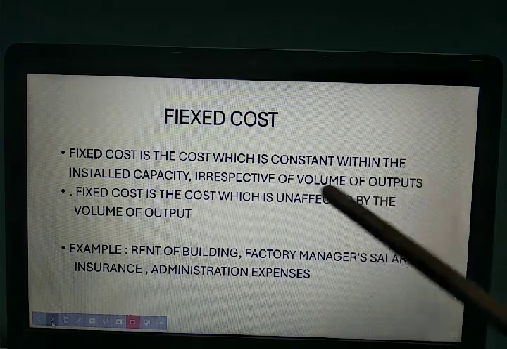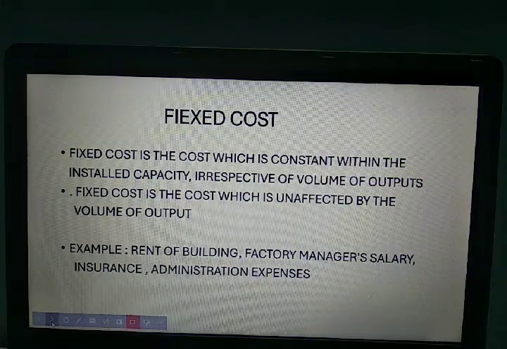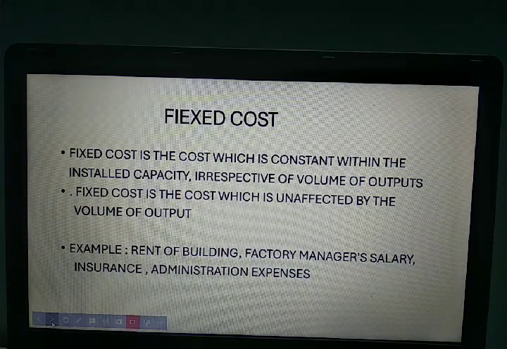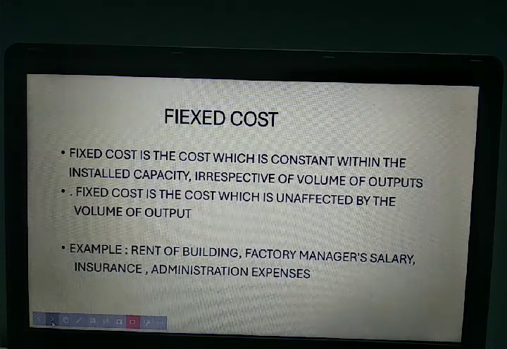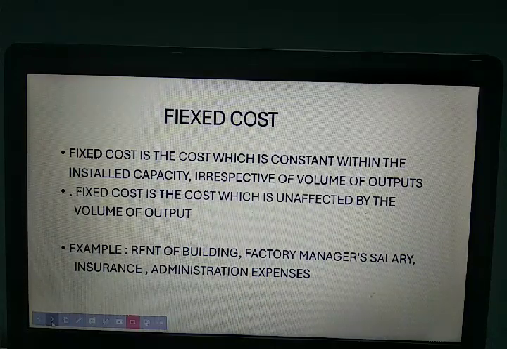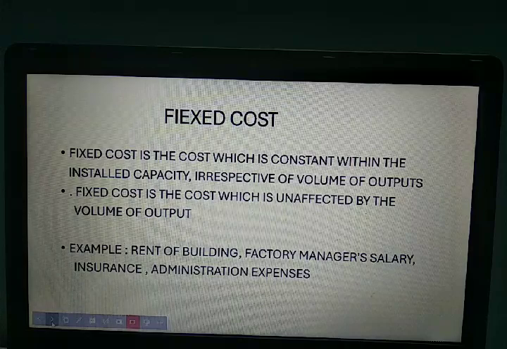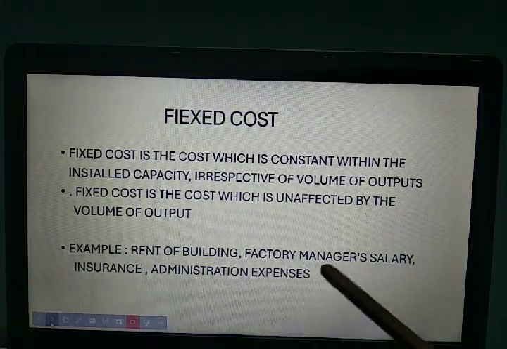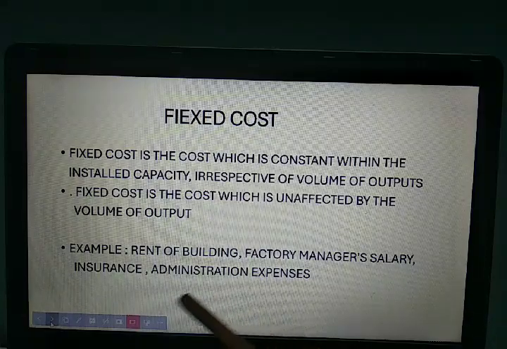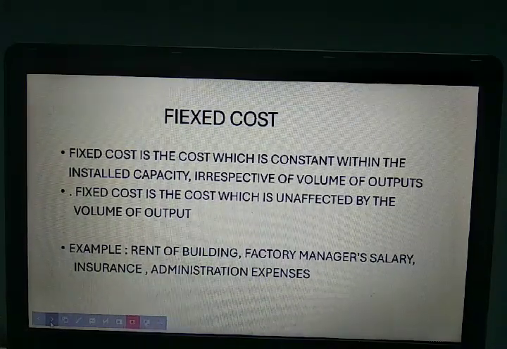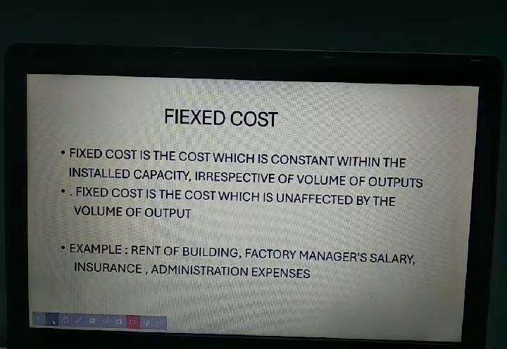Fixed cost is those costs which are constant with the installed capacity, irrespective of the volume change. Fixed cost will never be affected by your volume of production. Suppose you have installed one machinery, up to that installed capacity, whatever cost will be there, it will be fixed. Suppose you are paying office rent for a whole year, it will be fixed, it will not be related to your production. For example, rent of the building, factory manager salary on a monthly basis, insurance on an annual basis, other administration expenses. So these are all fixed cost.